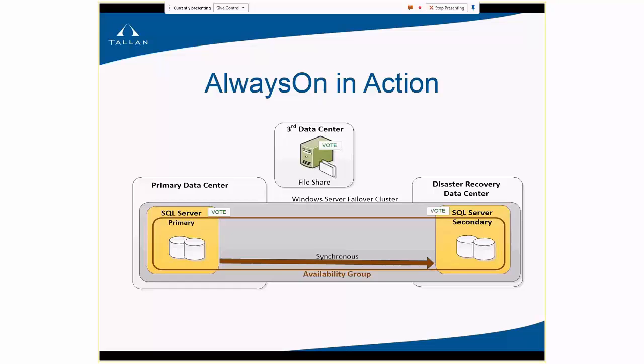I know there's some talk that some of the older high availability solutions like mirroring and log shipping are going to be deprecated in some of the future versions. So Always On is here to stay, and it's a good time to learn about it and start thinking about how it can help you.